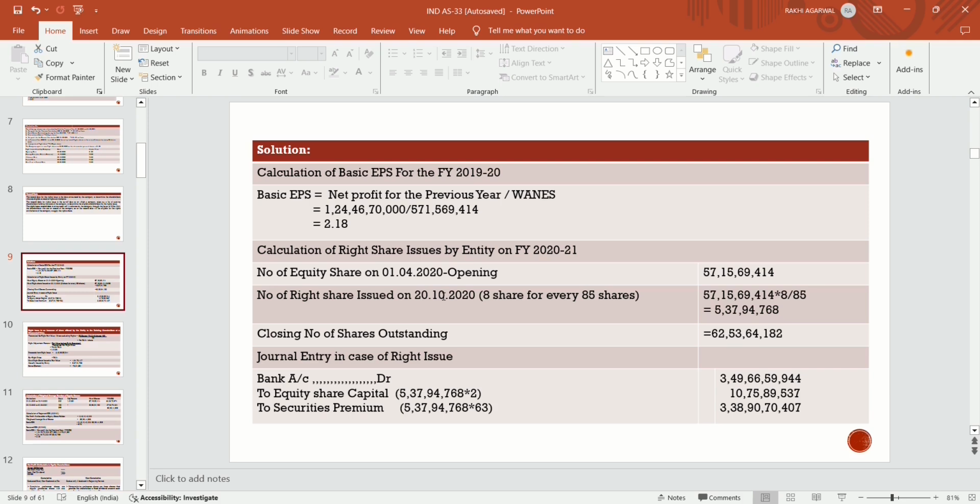94,768 into 63, because the price at which the entity offers the right shares is rupees 65. Rupees 2 is credited in the account of equity share capital, and the remaining amount is credited as security premium. It becomes 338 crores 90 lakh 70,407. That is the security premium, and equity share capital becomes 10 crores 75 lakhs 89,537. So the total becomes 349 crores 66 lakhs 59,944. This is the journal entry in case of right issue.